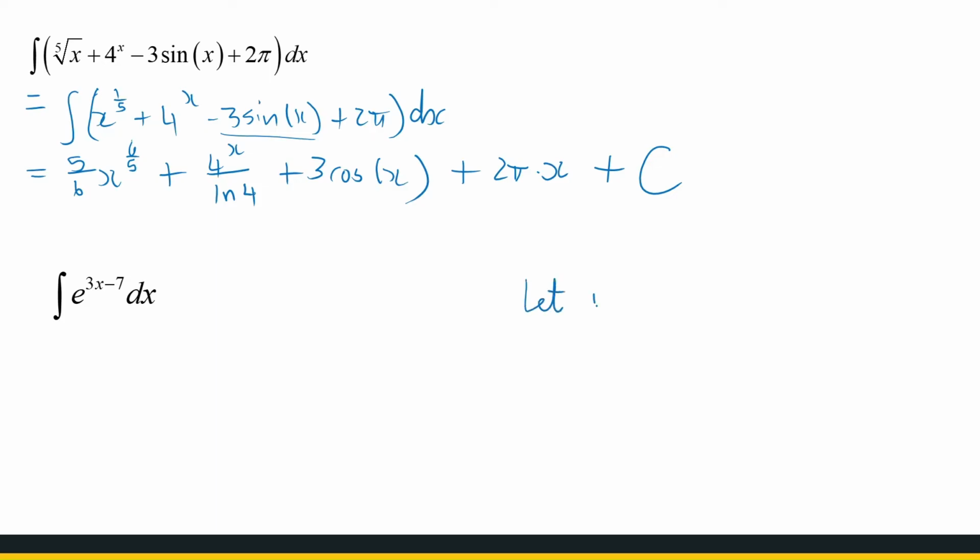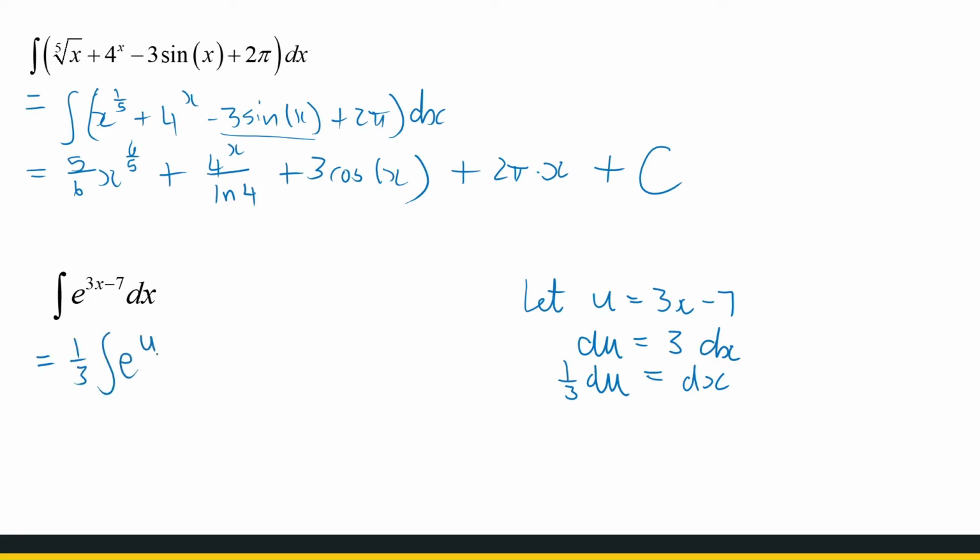I'm going to say let u be equal to 3x minus 7. du is then 3 dx. I don't have a 3 dx there. I just have a dx there. So that's a third du. So I'm going to make my substitution. That is a third times the integral of e to the u du. Now the integration is very quick and easy. The antiderivative of e to the power u is just e to the power u. And we have to go back to x because the original question was in x. So that's 3x minus 7.